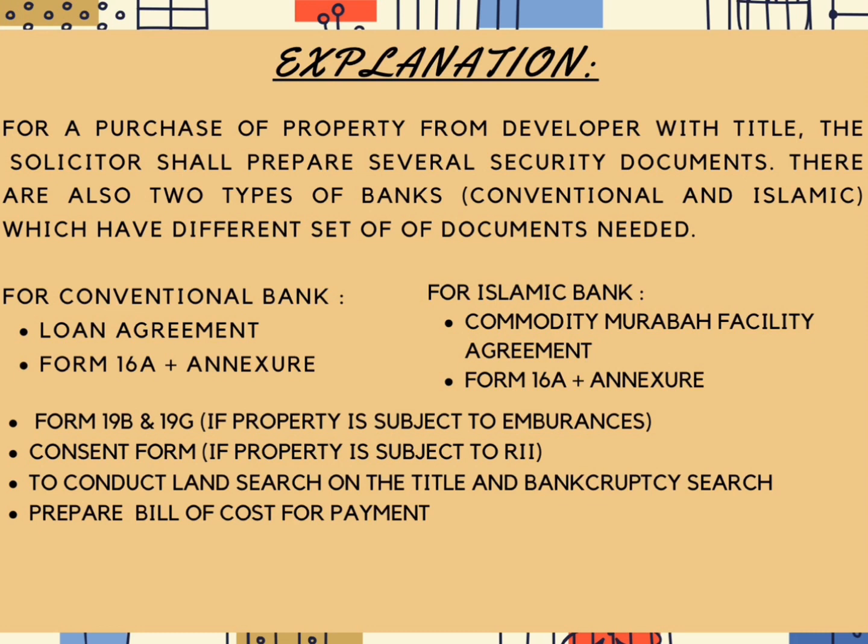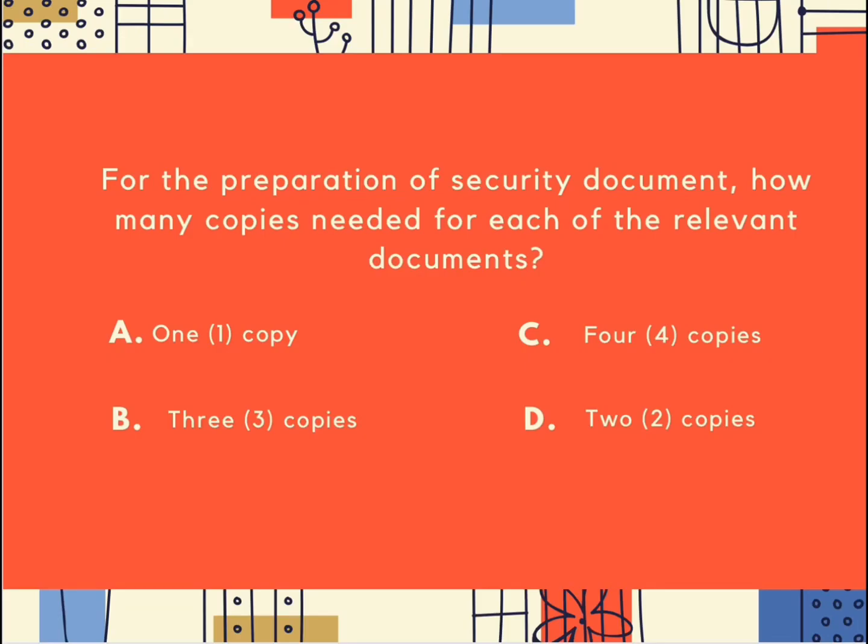Other than that, we also have to prepare Form 19B and 90G if the property is subject to encumbrances, and the consent form if the property is subject to RII. Other than that, the solicitor has to conduct a land search on the title and the bankruptcy search. Next, the question is, for the preparation of security documents, how many copies are needed for each of the relevant documents?